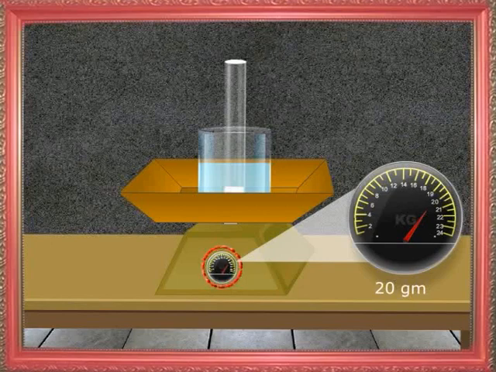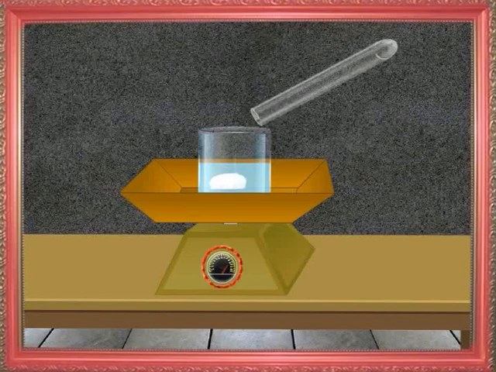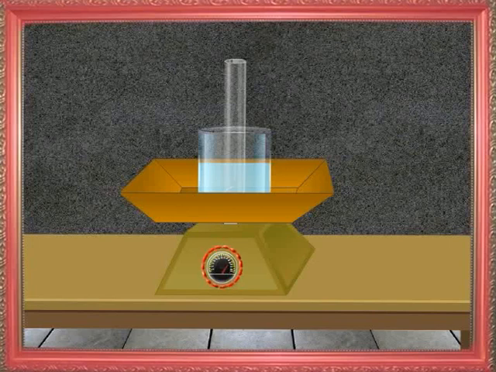Now, note down the measurement you made. Then, open the opening of the test tube to allow the salt to get mixed with the water. You will note that the salt is mixed with water and a chemical change takes place. The salt dissolves in the water.